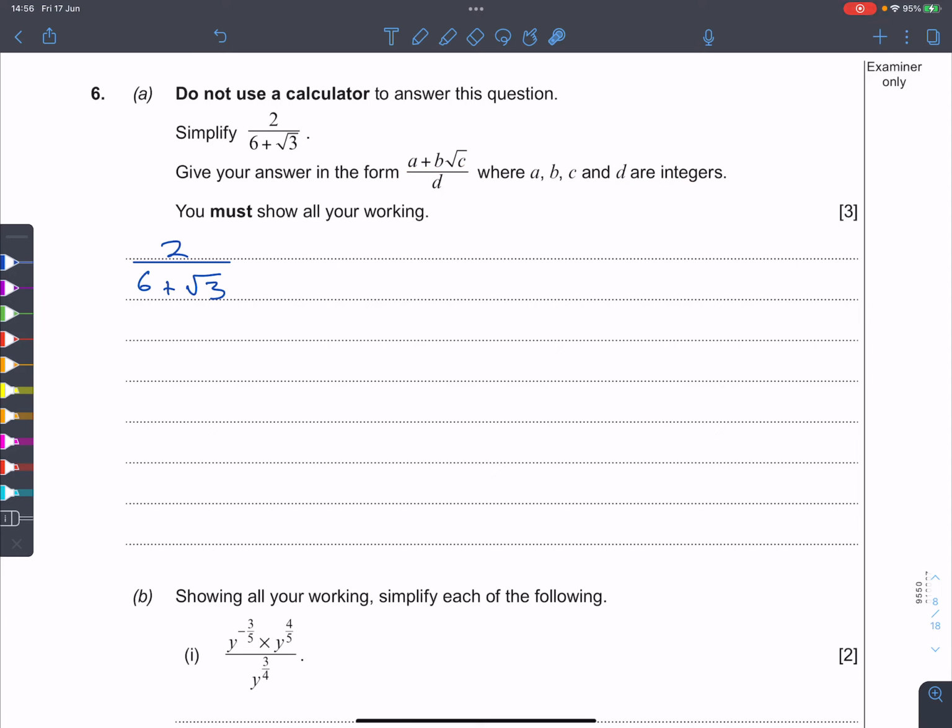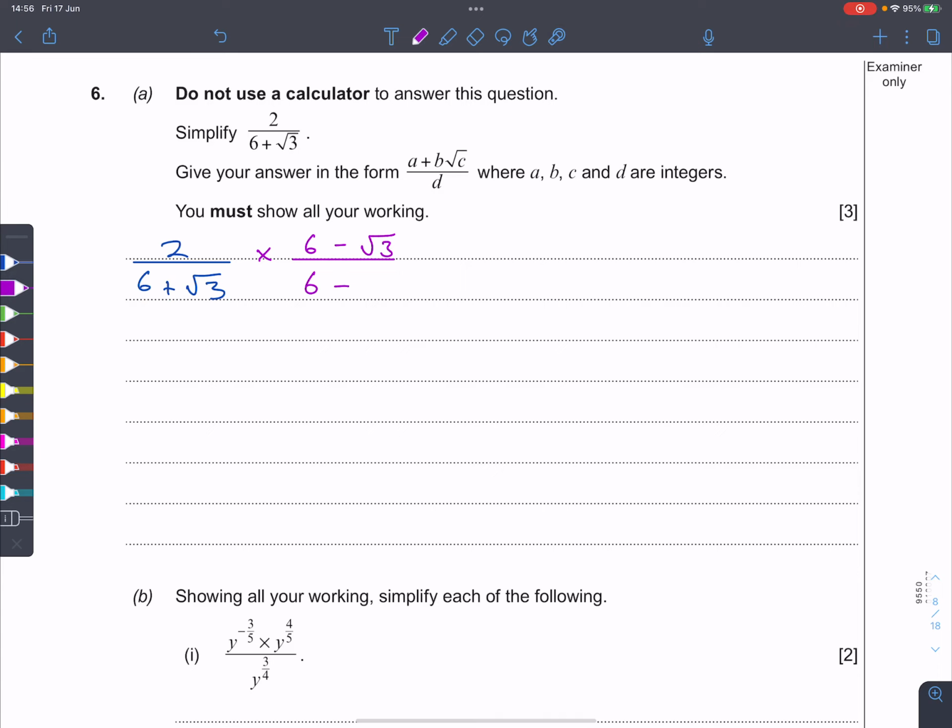So in order to make the denominator rational, to get rid of that square root, I'm going to multiply by 1. The one I'm going to use is a special version of 1 called the conjugate. The conjugate means I'm going to multiply top and bottom by 6 minus root 3. So you see the connection with the bottom? All I've done is changed the sign.